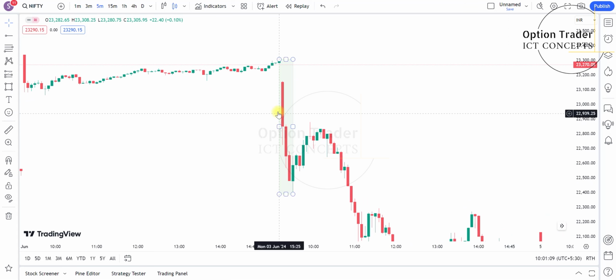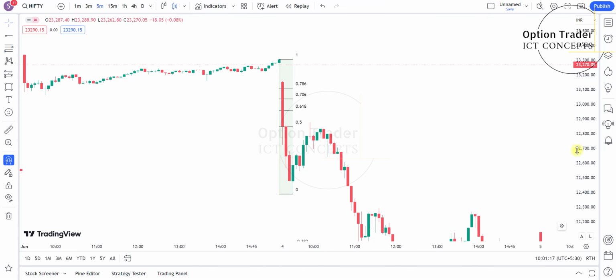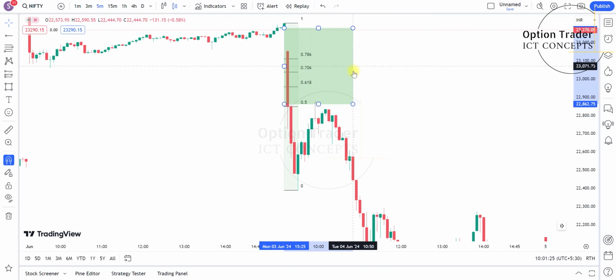When the market was falling on the election day, we can draw a fib from here to the low, in which you can see the price reacted at 0.5 with an imbalance. Here we were having an imbalance also.